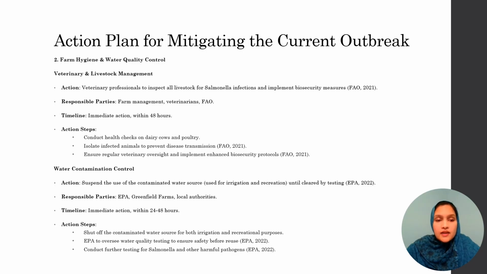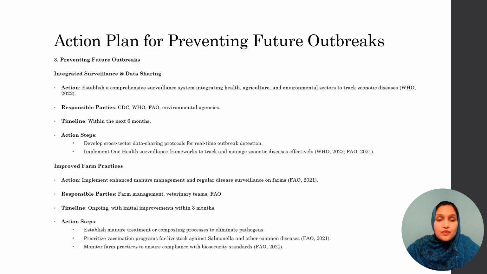local authorities. Immediate action should be taken within 24 to 48 hours, which includes shutting off contaminated water sources for both irrigation and recreational purposes, the EPA overseeing water quality testing to ensure safety before reuse, and conducting further testing for salmonella and other harmful pathogens. Next, we have to talk about preventing future outbreaks.